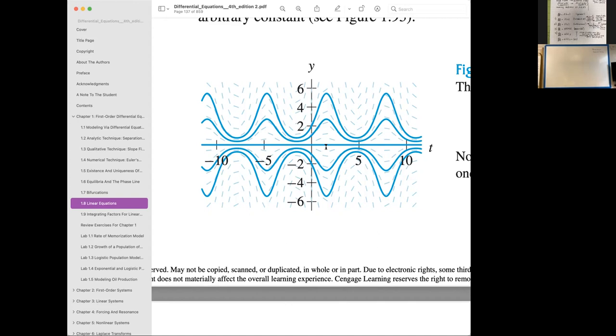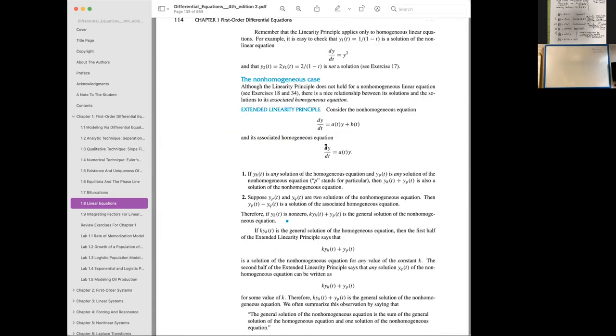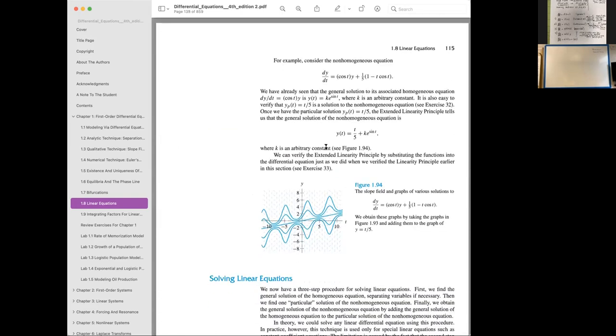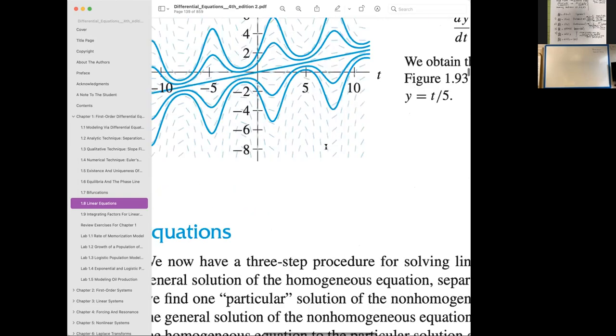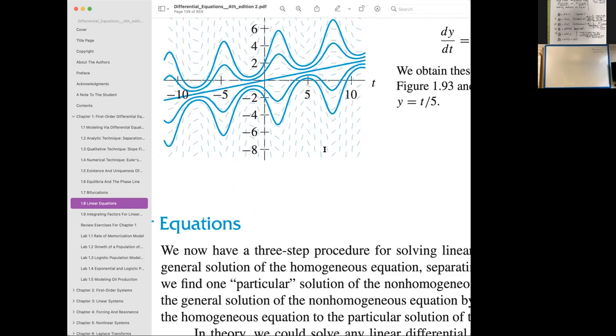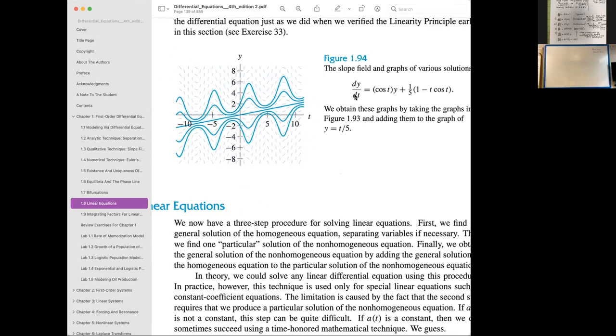How does that change when you go to the non-homogeneous problem? I'm going to go to another picture farther down this section, and I'll expand that. It's almost the same in this non-homogeneous case. So here's a problem, dy/dt is cosine(t) y, where they added a b of t. This is a non-homogeneous problem.